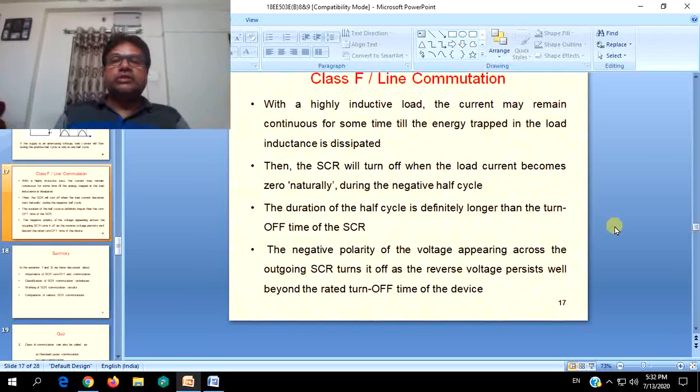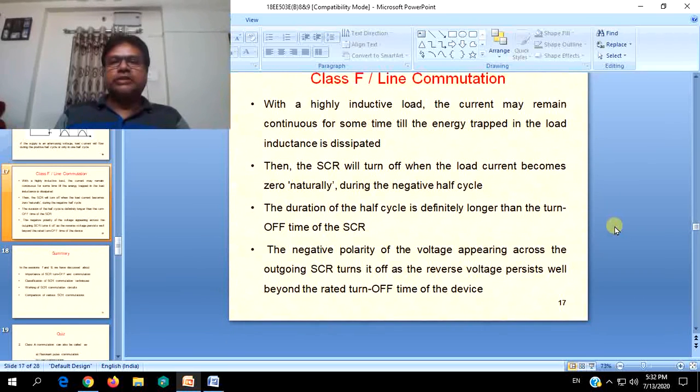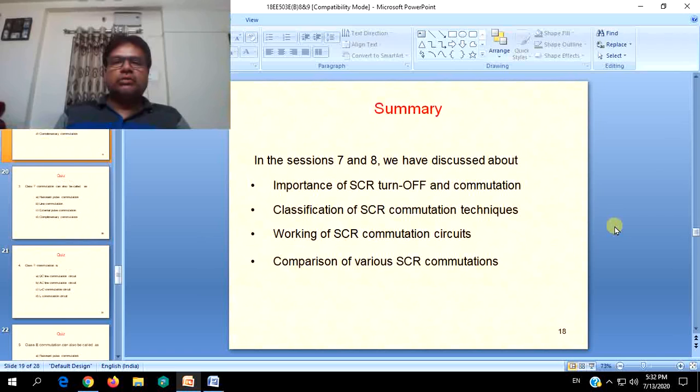With these things we have discussed all the working procedures and the circuits of the commutation circuits. Now we will go through the summary of whatever we have discussed so far in these both sessions 7 and 8. Importance of SCR turn off and commutation, classification of SCR commutation techniques, working of SCR commutation circuits, comparison of various SCR commutation. We will compare them in a moment. Before that, we will go through some quiz.